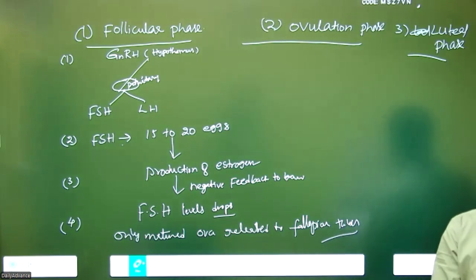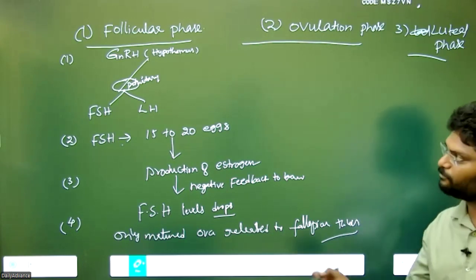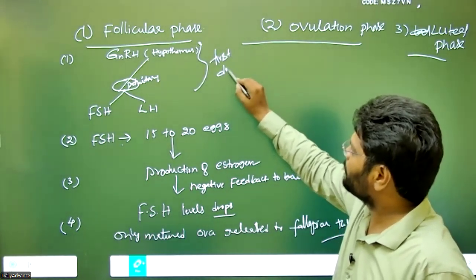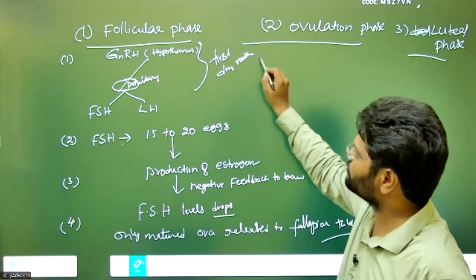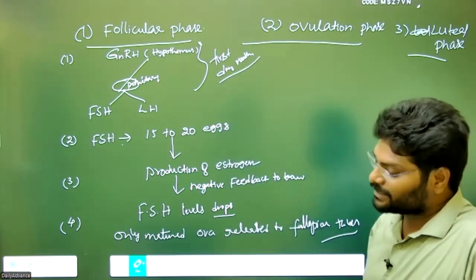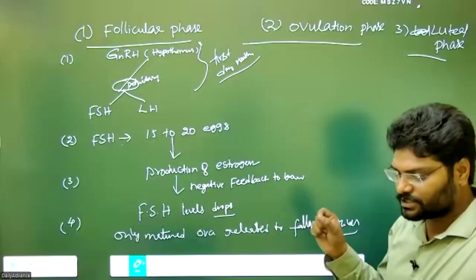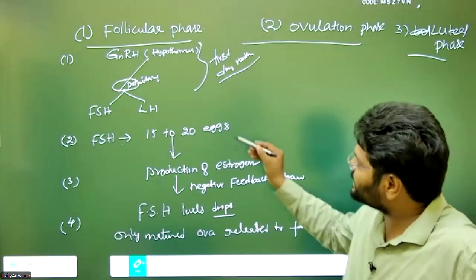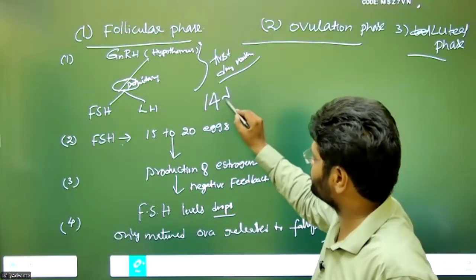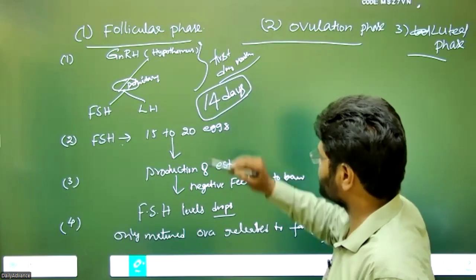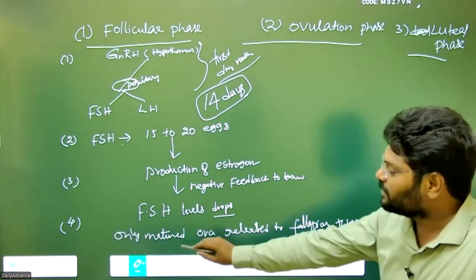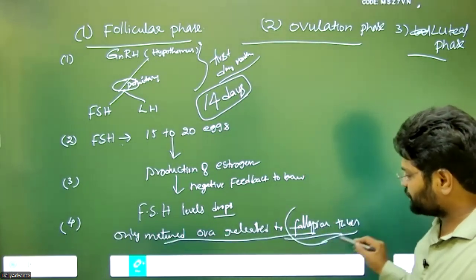Understand? So what would happen in the ovulatory phase? This is the first day of the monthly cycle. The starting of releasing gonadotropin releasing hormone and releasing of the FSH and LH hormones, we consider as the starting of the monthly cycle. All this process takes approximately 14 days. Within the 14 days, the ova is released from the ovary into the fallopian tubes.